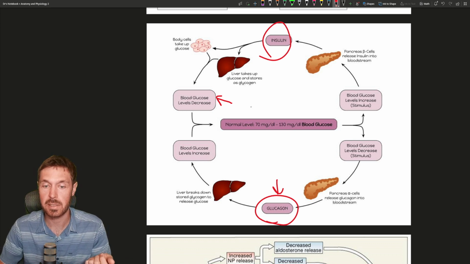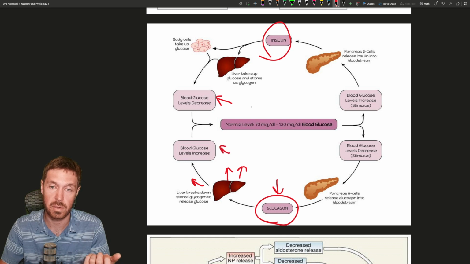That glucagon causes the liver to release glucose. It breaks down glycogen or assists in the breakdown of glycogen to cause glucose to be released into the blood. So that causes blood levels of glucose to increase and we come back to normal.